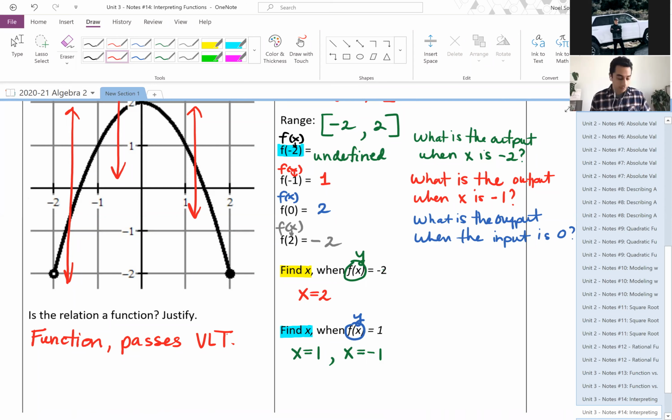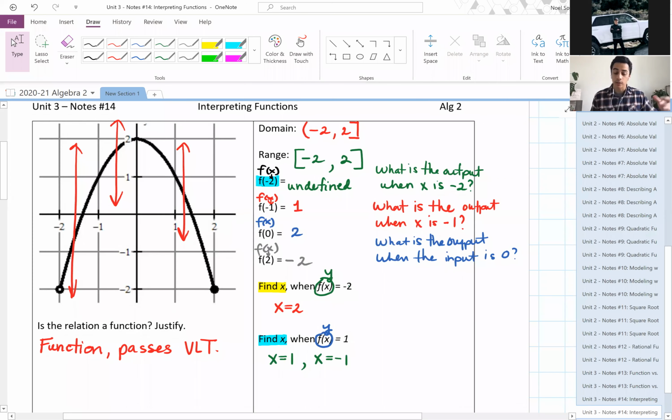Okay, and that's pretty much it, right? So you'll be given a curve. You look for domain, range, a couple inputs, couple outputs, and then test to see if it's a function or not.